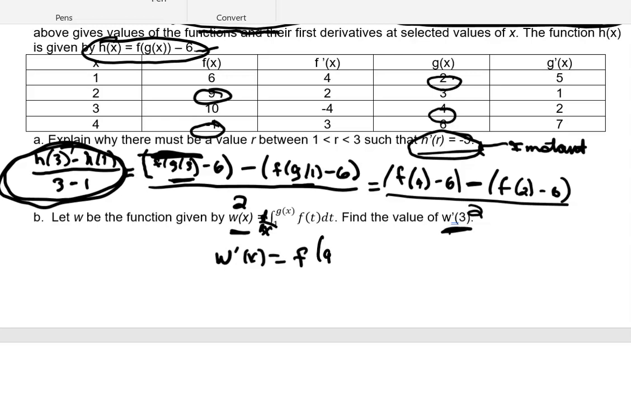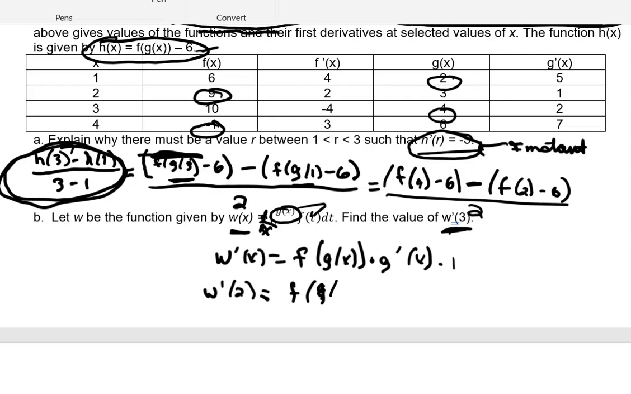We would do f of g of x multiplied by, because again, we're just taking the variable part. That's got to go in for our t. And then multiply that by the derivative of what you just plugged in, which would be g primed of x, and then the derivative of the innermost term x is just a 1. Plug in a 2. Use your table to get all these values.